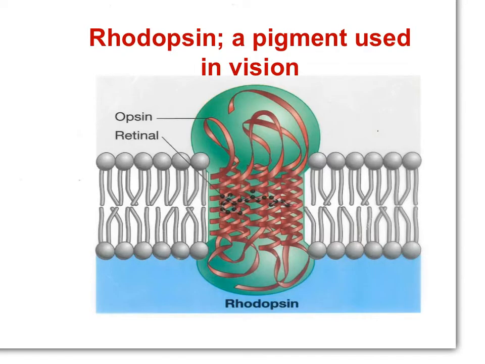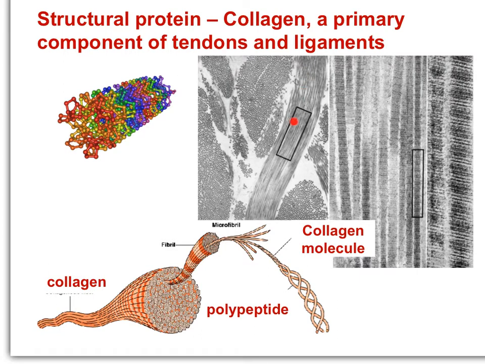A protein structure in the eye, known as rhodopsin, absorbs wavelengths of light as the first step in providing vision to mammals. The protein is embedded in a cell membrane. Collagen is a fibrous protein found in tendons and ligaments. Tendons and ligaments are part of connective tissue, serving to bind together bone and muscle. Tendons bind bone to muscle, while ligaments bind bone to bone.